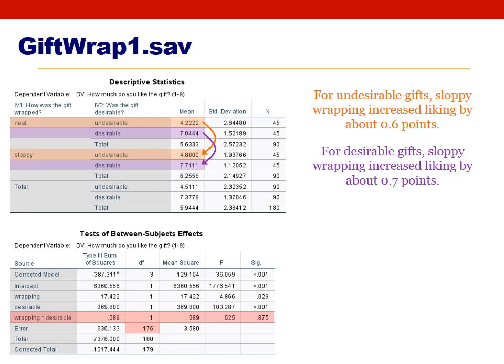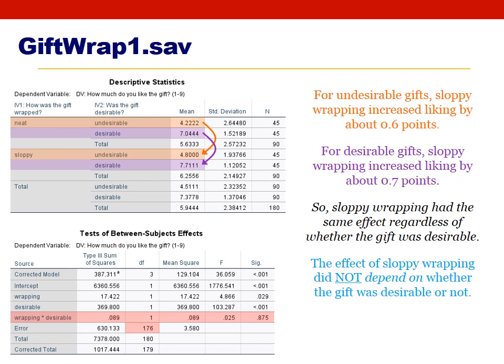The reason we didn't find a significant interaction here is that the type of wrapping is having the same effect regardless of whether the gift is desirable or undesirable. In other words, if we look just at the undesirable gifts, people like the sloppy wrapping a little bit better. If we look just at the desirable gifts, people again liked the sloppy wrapping a little bit better. So the effect of sloppy wrapping was the same regardless of whether the gift was desirable or undesirable.